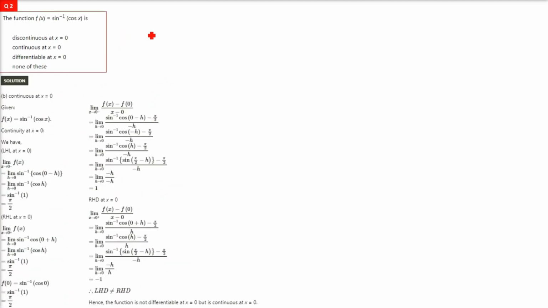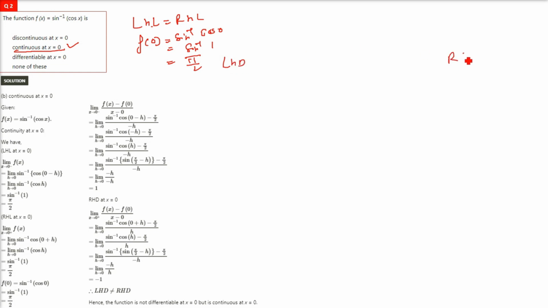Okay. So continuity we have already checked. LHL and RHL both were the similar value, and the value of the function at 0, which is sine inverse cos 0, cos 0 is 1. Again sine inverse 1 is pi by 2. So this function is continuous. We have already checked it. Now coming to the second part, which is the differentiability. So we have to check for the differentiability as well, and then we can decide what will be the suitable answer for all these options which are provided to us.